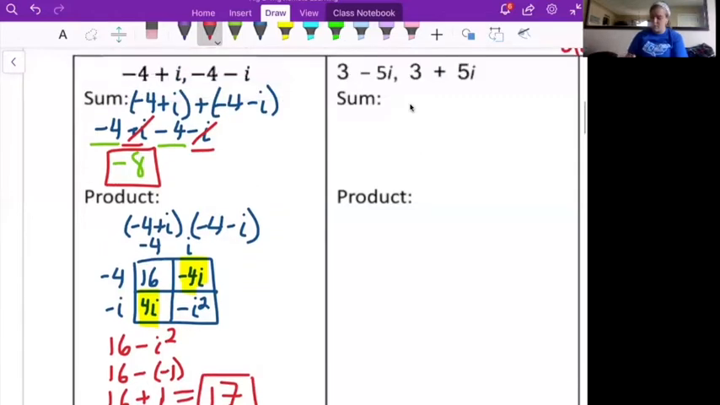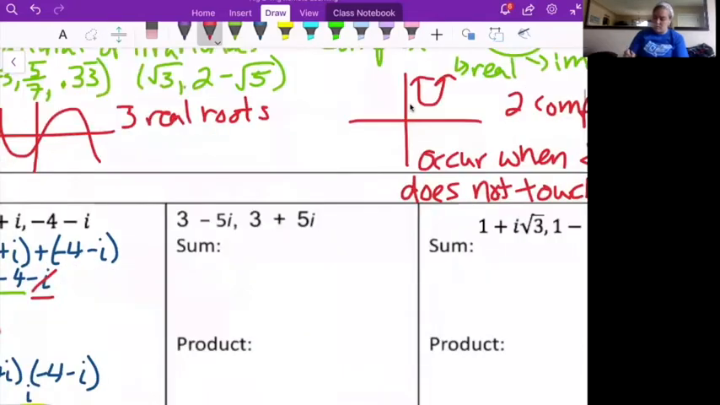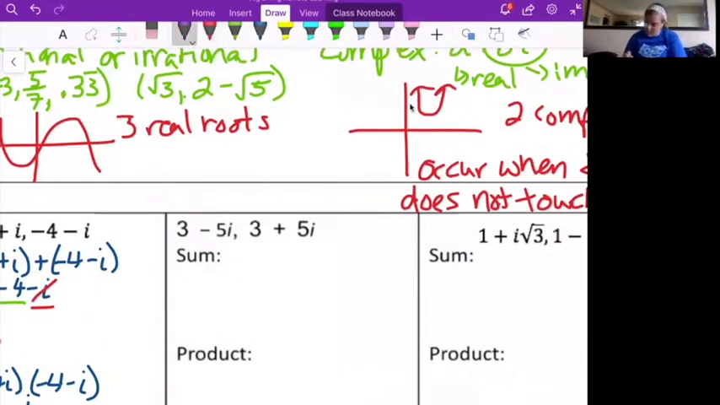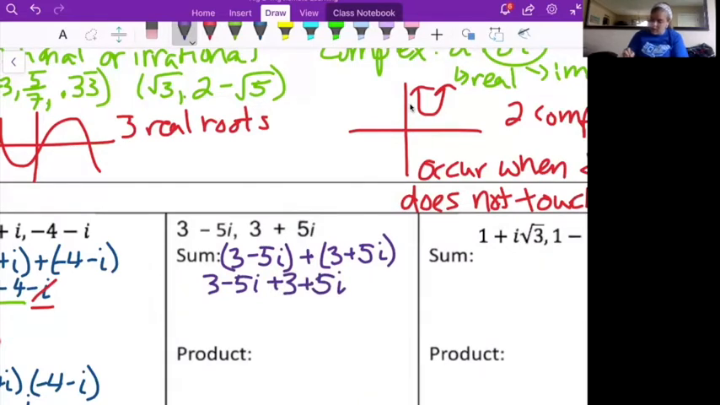Okay, so let's look at this next one, which is pretty similar. So the sum, this is going to be 3 minus 5i plus 3 plus 5i. So again, these parentheses aren't doing anything, so I'm going to drop them. So 3 minus 5i plus 3 plus 5i. And so again, when we go to combine like terms, 3 plus 3 would give us 6. But then negative 5i plus 5i, these are just going to cancel. So our answer is 6 for the sum.